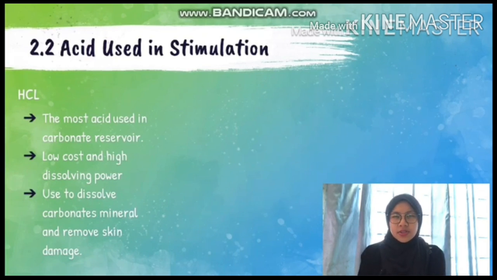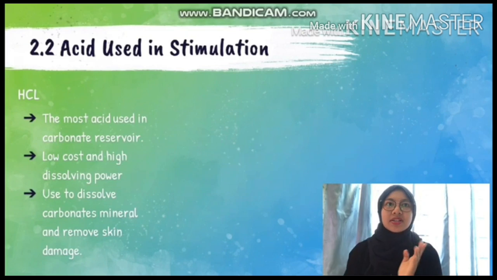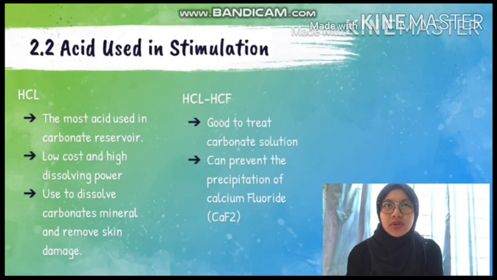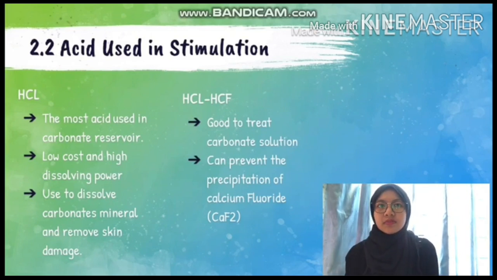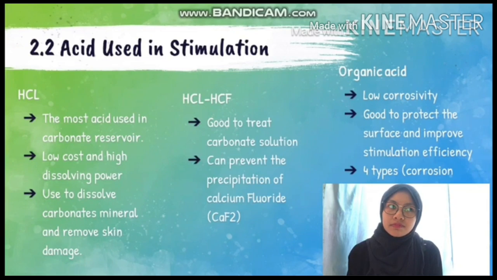So the first acid we use is hydrochloric. Why do we use hydrochloric? Because hydrochloric is used to clean the tubing, has low corrosivity, low cost, and is also used to remove the damage zone and skin effect. However, there are two disadvantages of using hydrochloric. The first one is the high reaction rate with the carbonate, which will limit it, and the second one is that hydrochloric has high corrosivity in the well tubing.